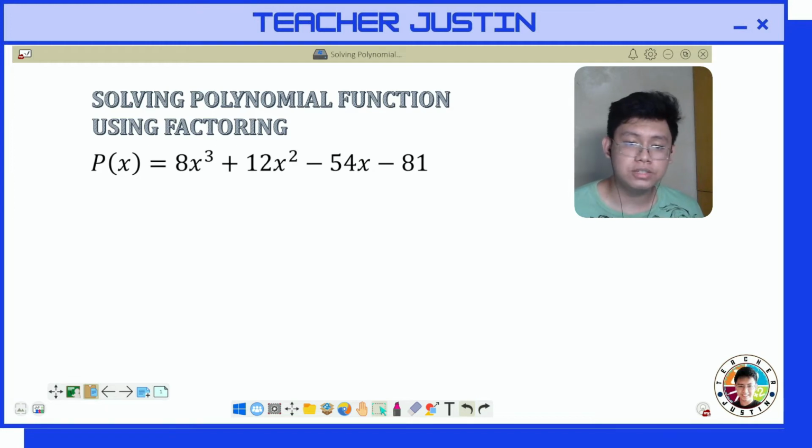So let's have this example. Let's solve for the zeros of this polynomial function. P of x is equal to 8x raised to 3 plus 12x squared minus 54x minus 81.